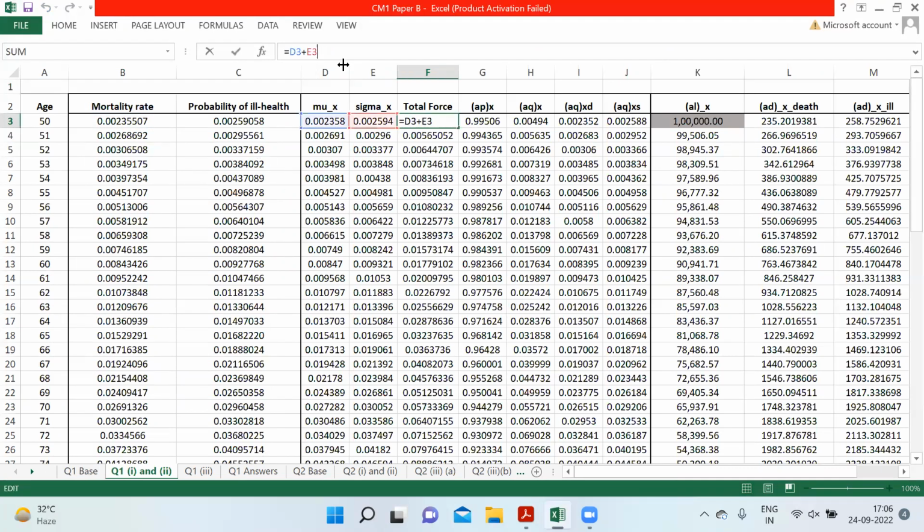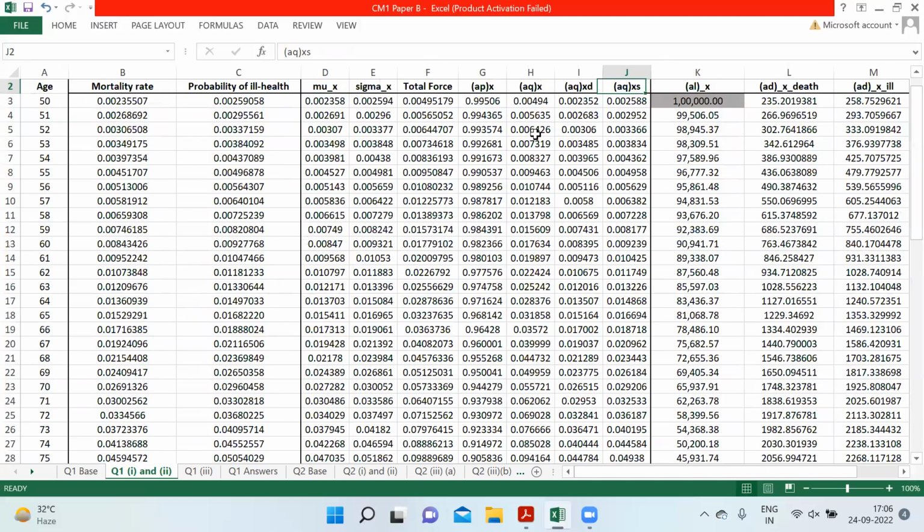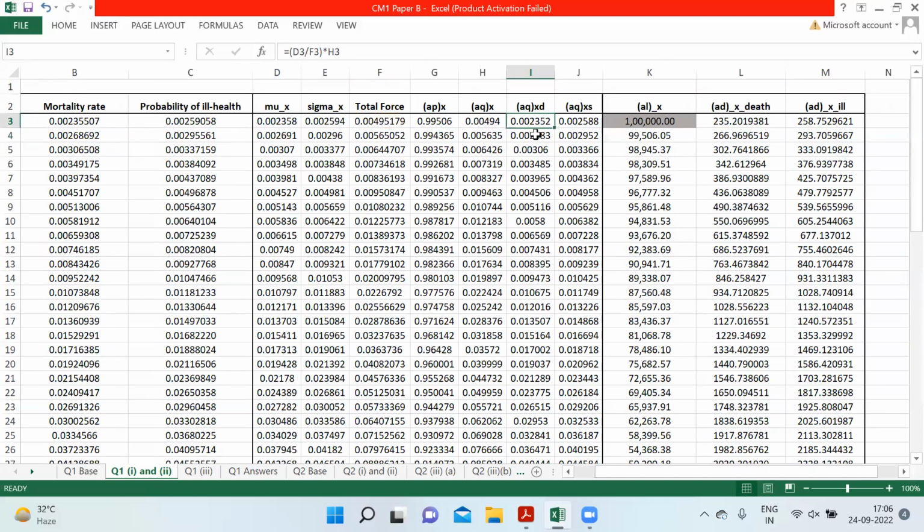Then we can calculate the total force, mu plus sigma. apx is nothing but e to the power minus total force. aqx is nothing but 1 minus apx, and aqxd, which is the decrement, is mu x by total force into aqx. And similarly, aqxi will be sigma x by total force into aqx. So this will give me the entire table till 110. So this is the first step in this.